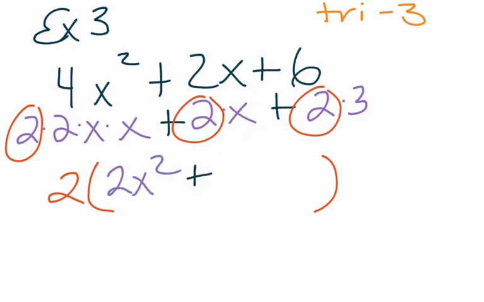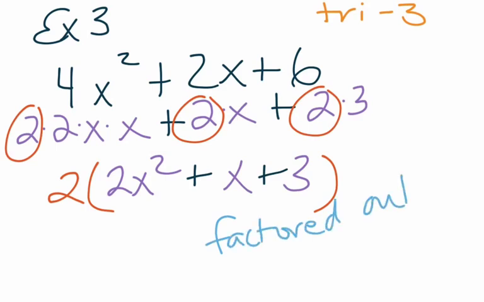Here in the middle, I'm left with just an x. And then down here at the end, I am left with a 3. Now, just to get a handle on some of the vocabulary, what we would say happened here, if you were asked to describe it, is that we factored out a 2. We would say we factored it out.